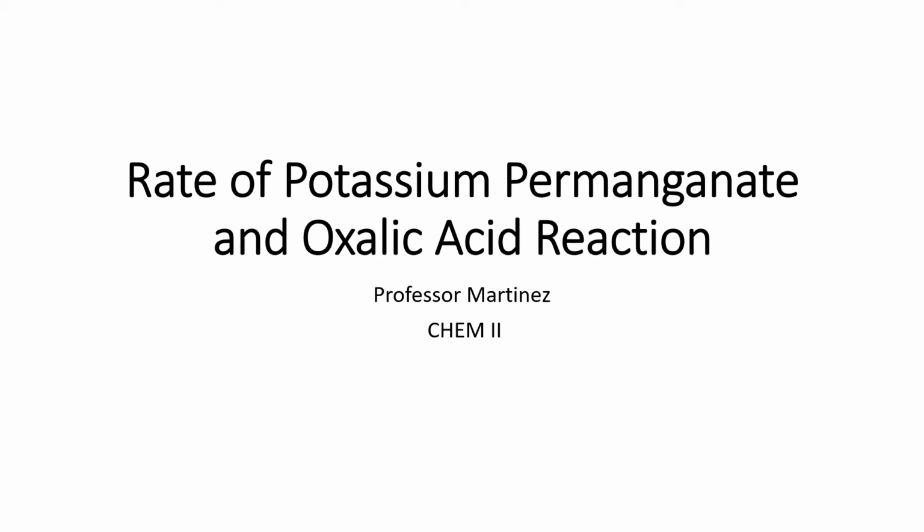So in this lab, we will be determining the rate of a reaction, and we will be using a specific method called the initial rate method, which I'll talk about soon. And we are looking at potassium permanganate reacting with oxalic acid.